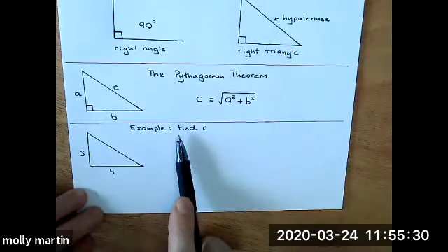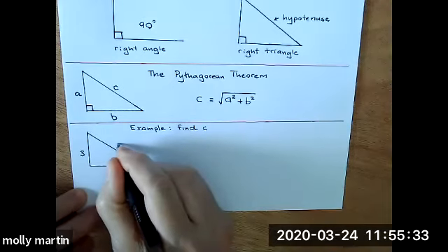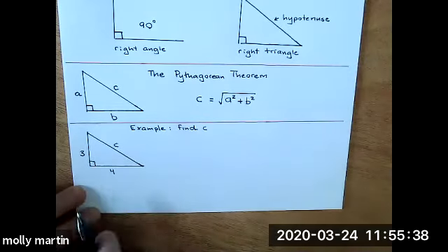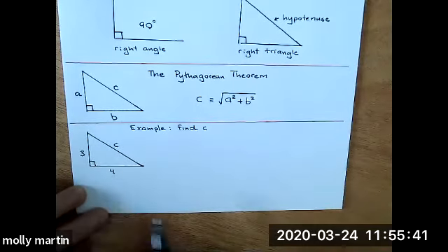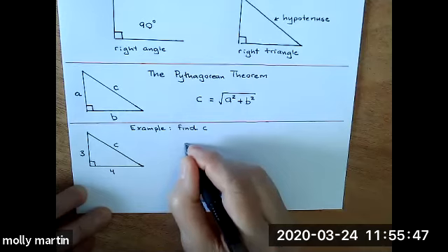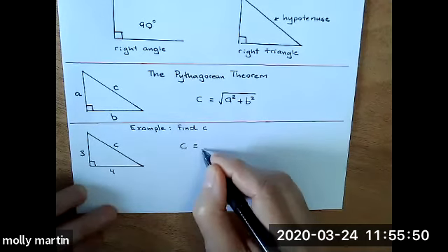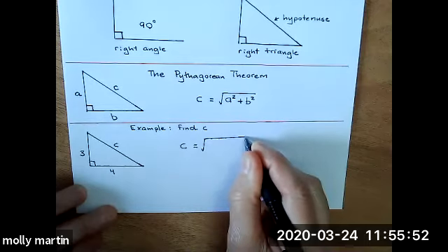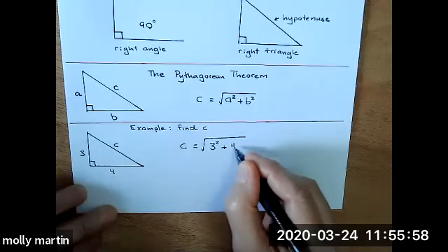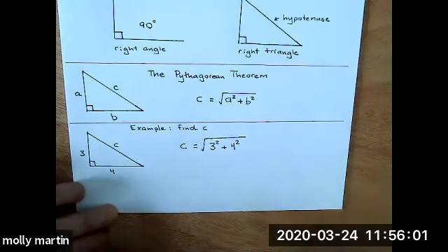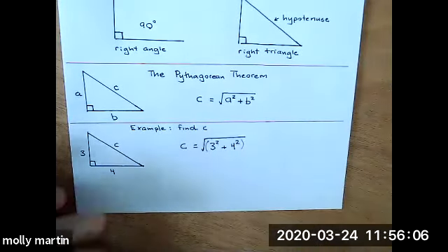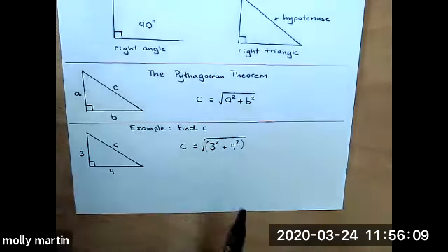So let's do this example where we want to find the hypotenuse of a right triangle whose sides are 3 and 4. So we just plug that into the Pythagorean theorem. So C is equal to the principal square root of 3 squared plus 4 squared. And you will recall from the order of operations that you do the inside of a grouping symbol first.